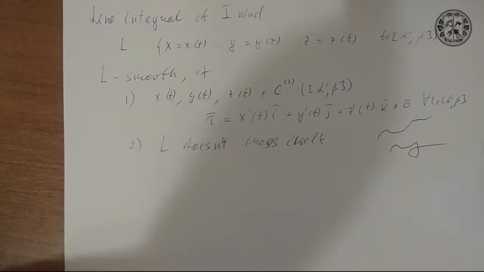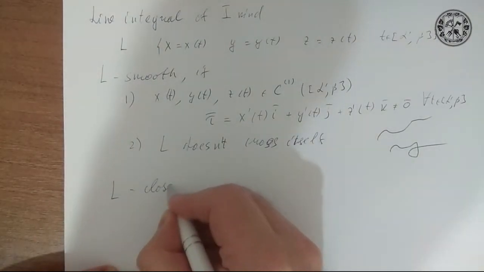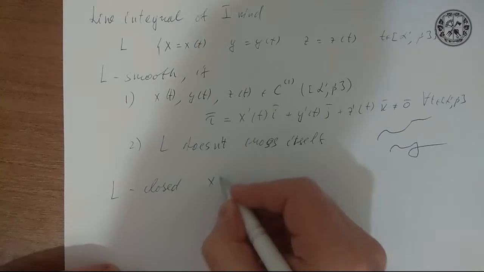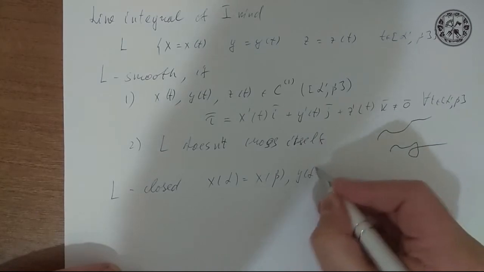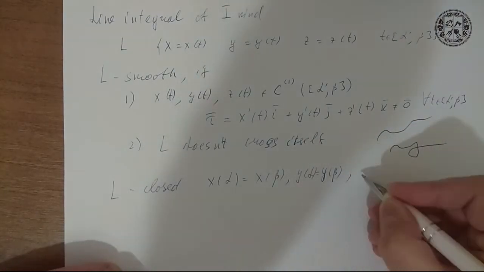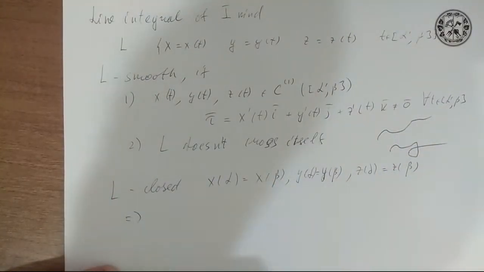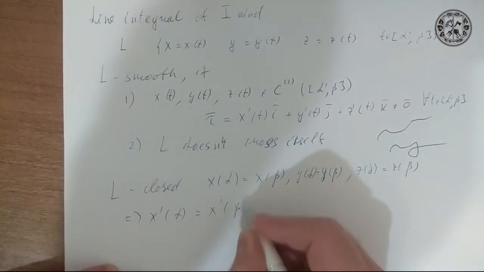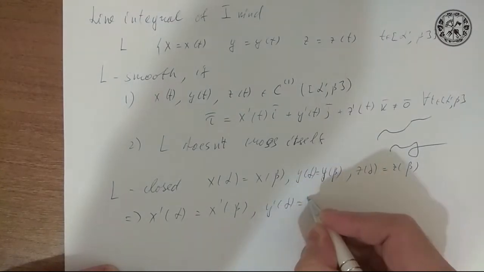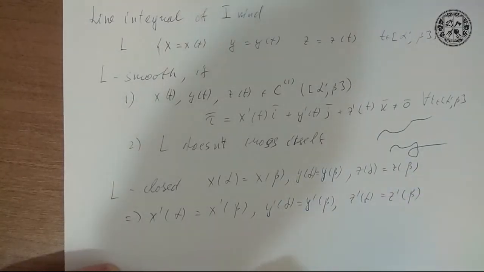If we have closed curve, which means that x of alpha equals x of beta, y of alpha equals y of beta, and z of alpha equals z of beta, then we need that x prime of alpha equals x prime of beta, y prime of alpha equals y prime of beta, and z prime of alpha equals z prime of beta additionally.